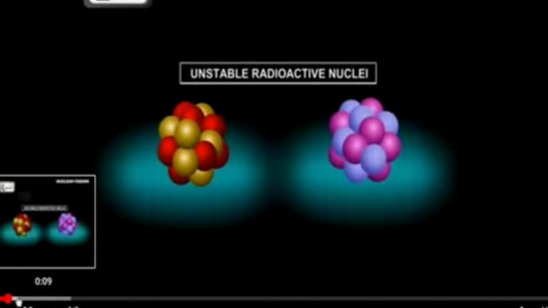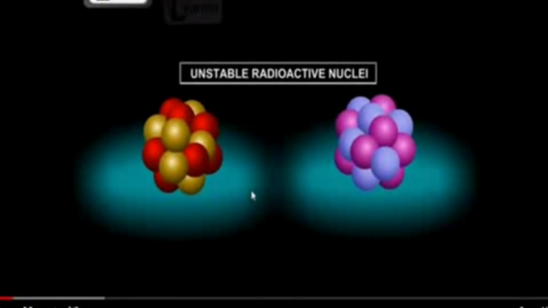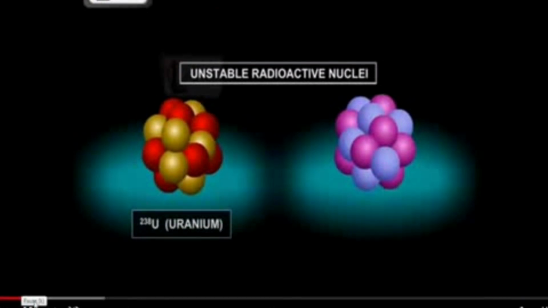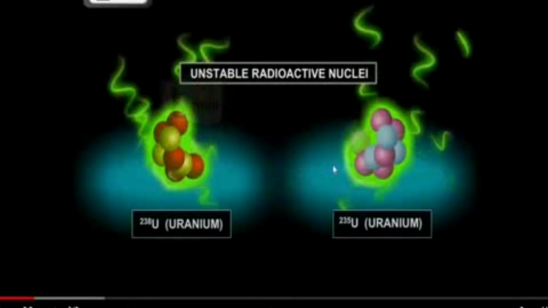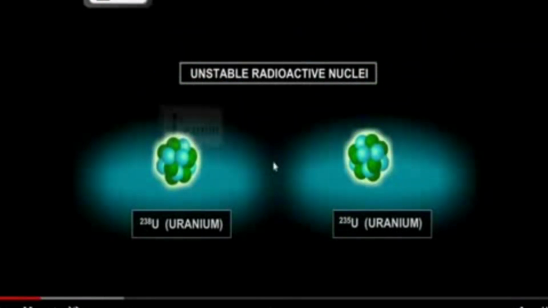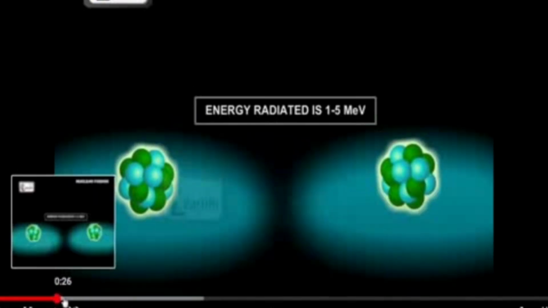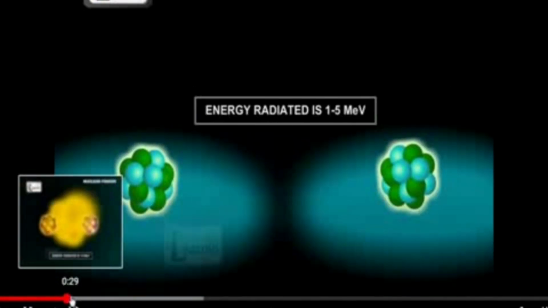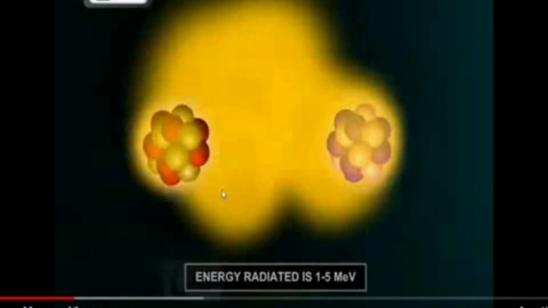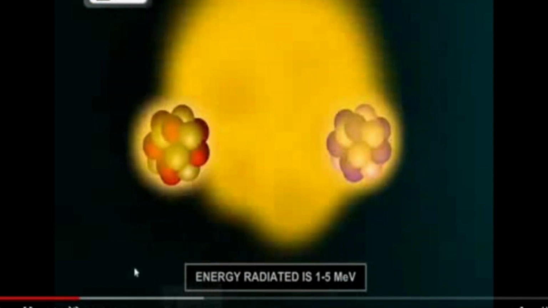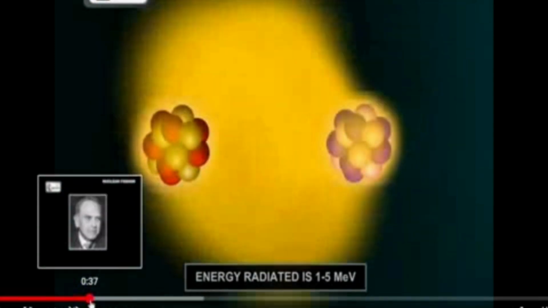So, nuclear fission. An unstable radioactive nucleus, when it has unstable bits, will definitely radiate energy. So it is in the excited state, and that energy is very active.